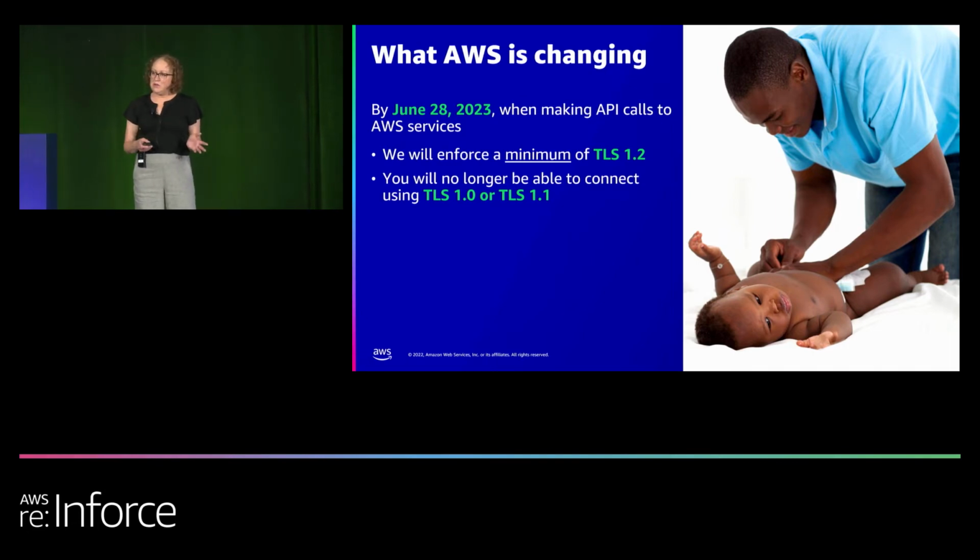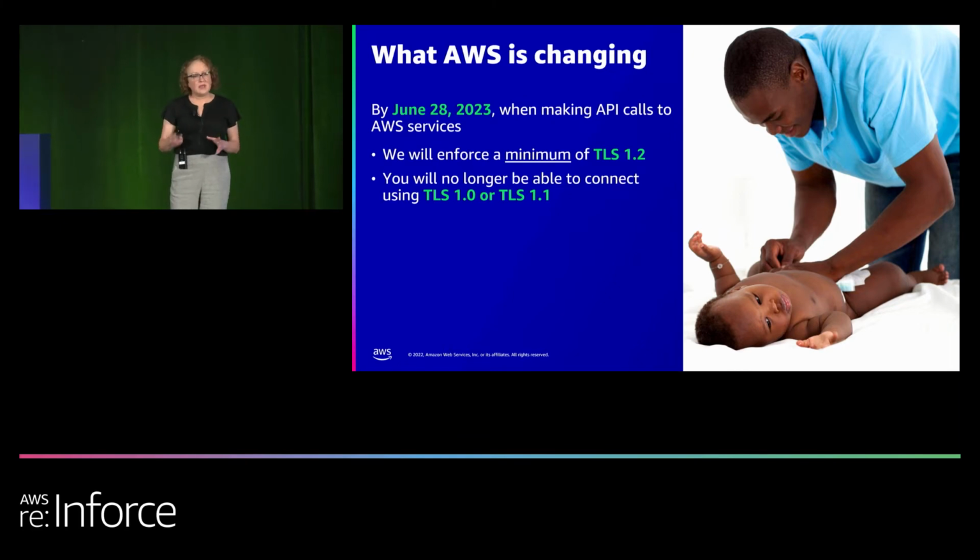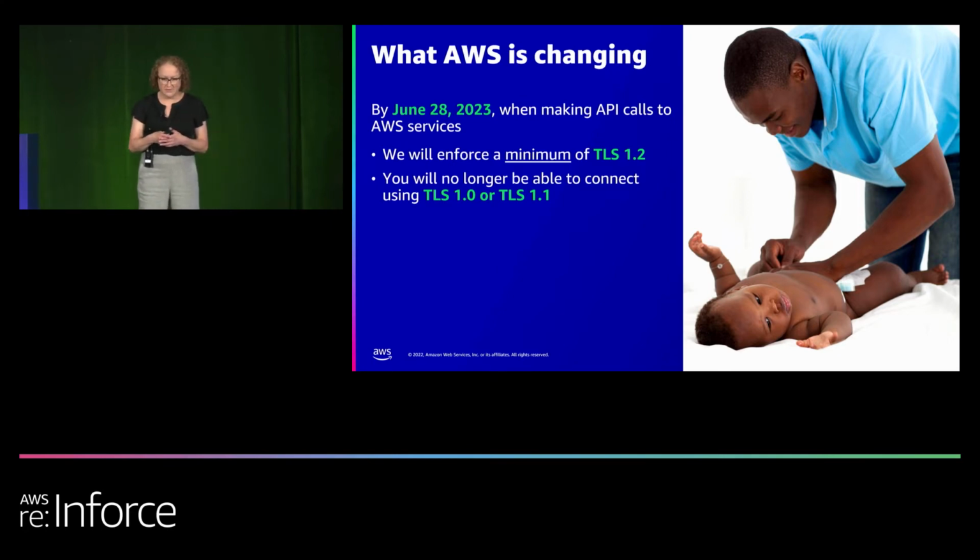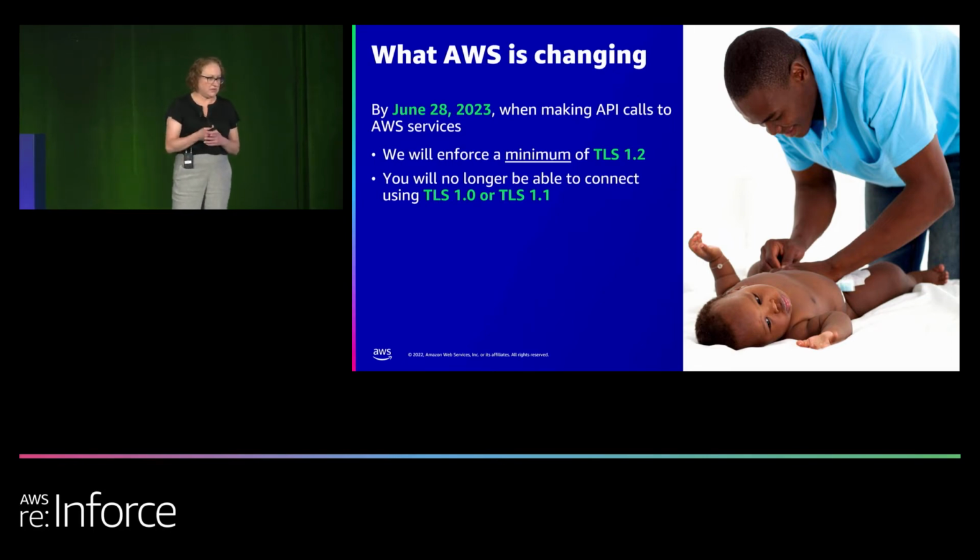So we will be doing these changes on a service by service basis, but once we hit June 28th, 2023, this will be the last date that you can use TLS 1.0 or TLS 1.1 to make a successful connection to our APIs. Now, fortunately, this only affects a small subset of you. I will go into this in more detail in the later slides, but just important to know.